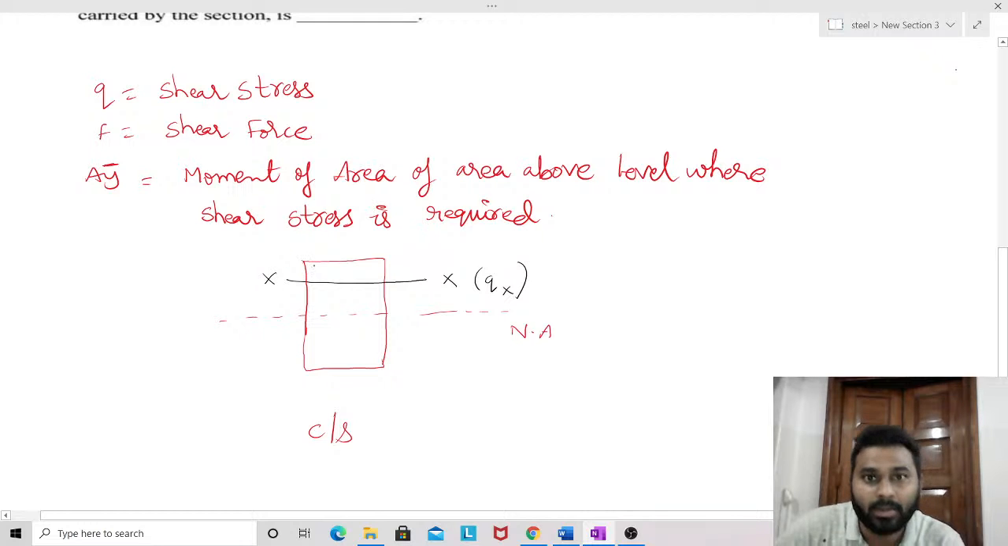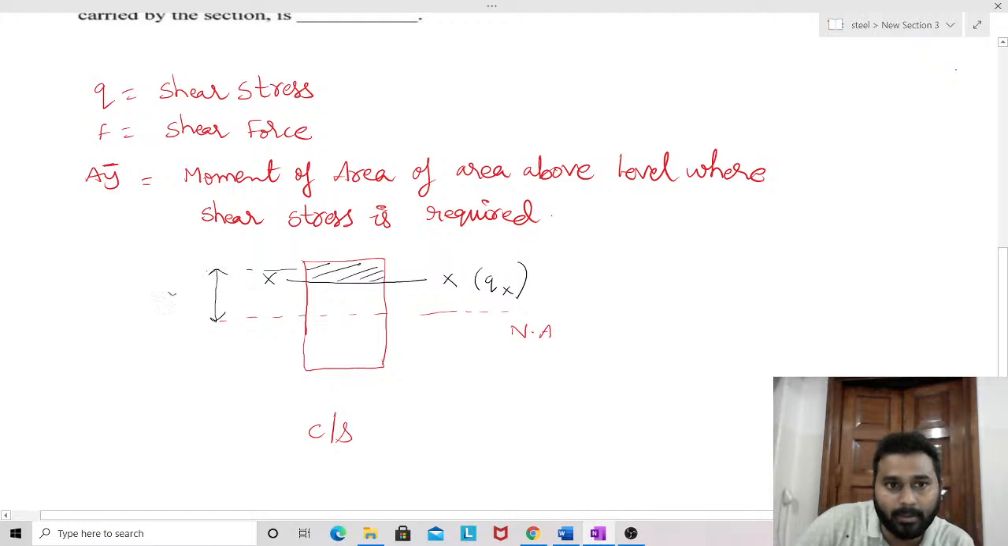moment of area, okay, moment of area above the level. So here this is the level, the x-axis is the level. Now for this area we need to find the moment about the neutral axis. It means this is the neutral axis, and this is y bar, and this was the area A.